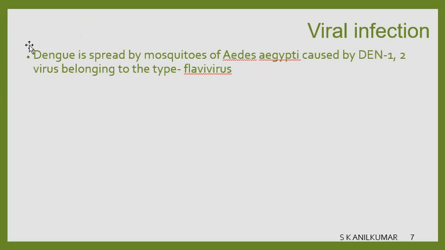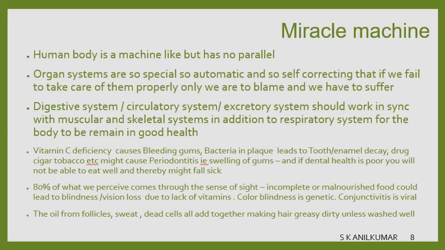There is another virus called dengue. This is caused by mosquitoes. Aedes aegypti is the name of the mosquito. It causes different types of dengue, right? Like this, there are other diseases also, yellow fever, and then you have SARS, which is severe acute respiratory syndrome. So many different diseases are caused by different viruses, which are again spread through the air when you cough or sneeze.